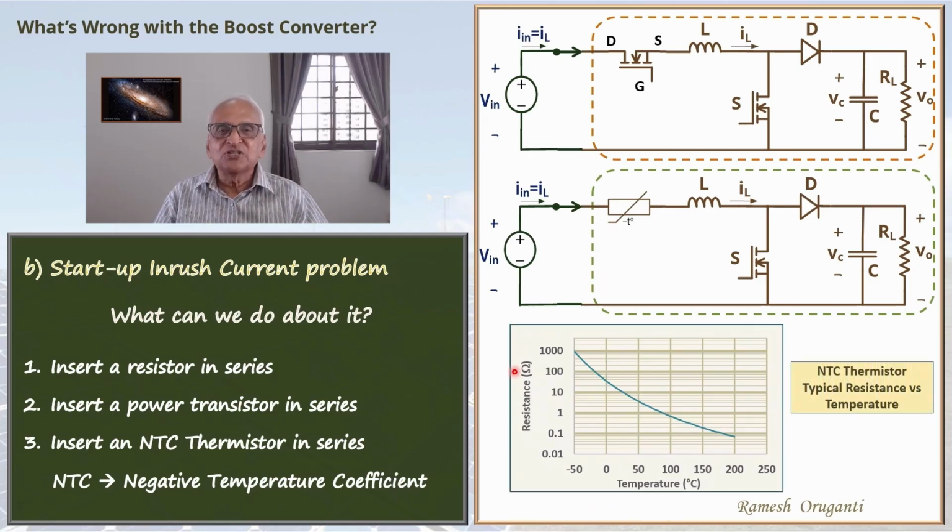At room temperature, the resistance will be high. So when the converter is started, this resistance provides damping in the LC circuit and reduces the current. As the current flows, the NTC thermistor will be heated up. Its resistance will dramatically fall. So under normal operation, the NTC thermistor will present a low resistance on this input side. This is often a solution implemented in phone chargers and such applications.